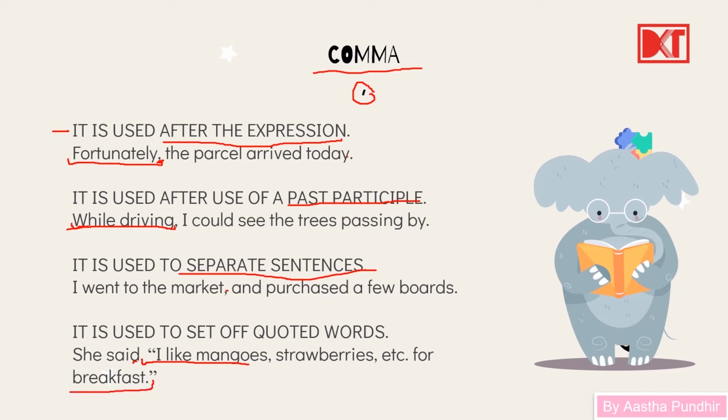Alright, so when is a comma used? It is used after an expression. It is used after a past participle phrase. It is used to separate sentences. And it is used to set off quoted words. Alright, now let's move on to the next punctuation mark.